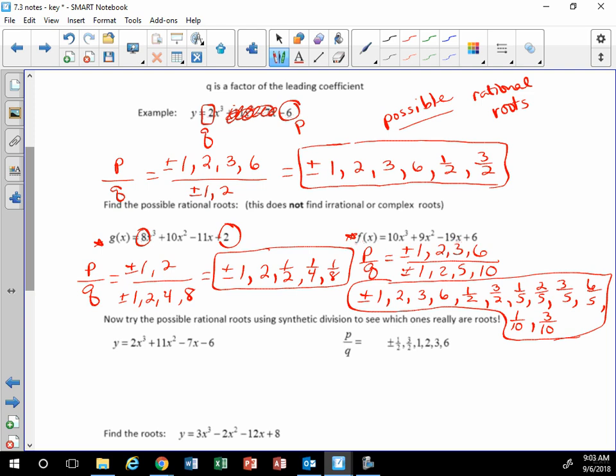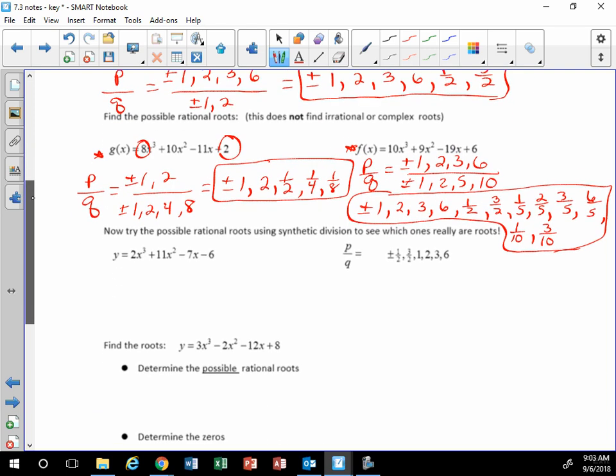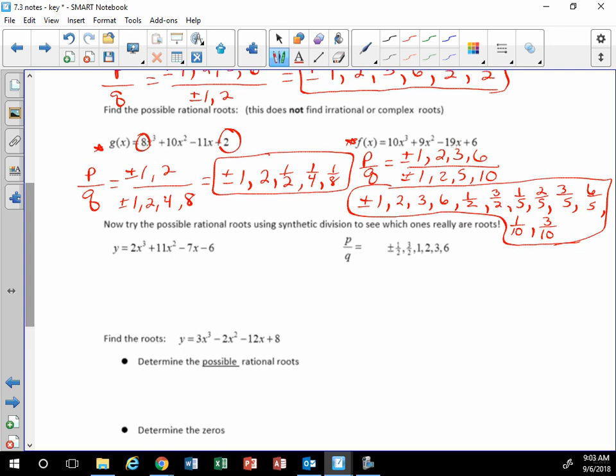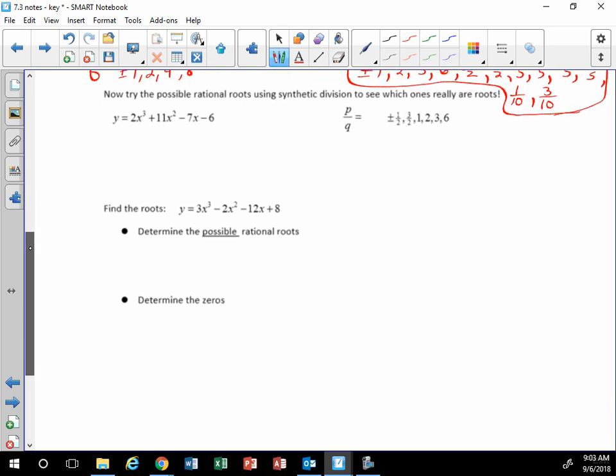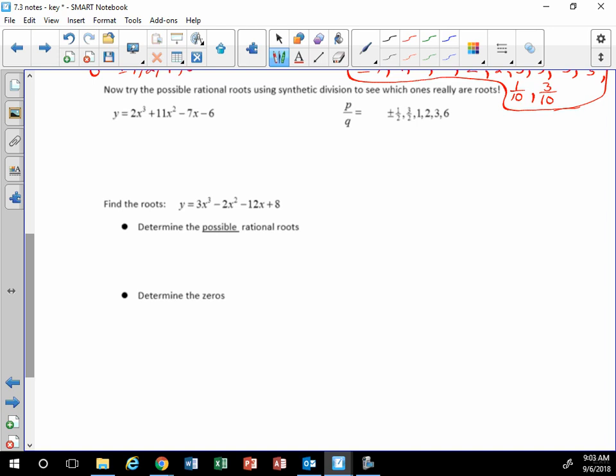Okay. What this is leading us to is we can now figure out which ones of these are actually roots of the problem. We're not going to do the f of x one with 12 to start with. We won't look at that one. We're going to try this problem. So we've been given 2x cubed plus 11x squared minus 7x minus 6. And they already did the p over q list for us. Plus or minus 1/2, 3/2, 1, 2, 3, 6.